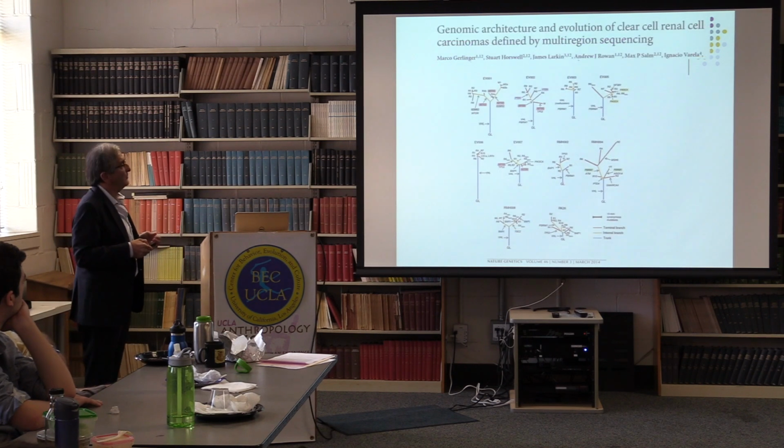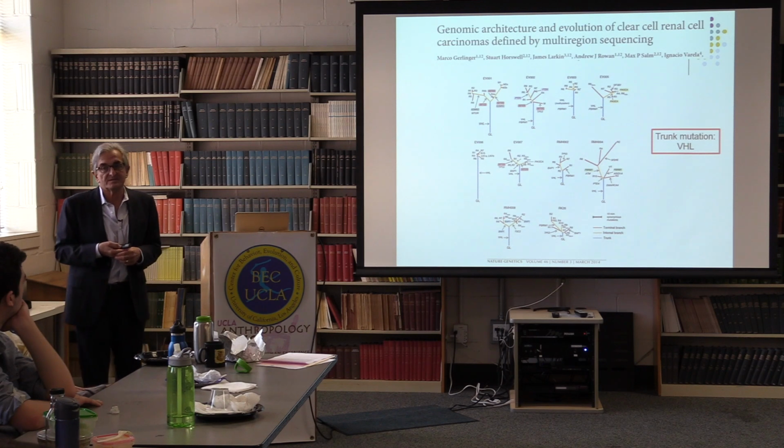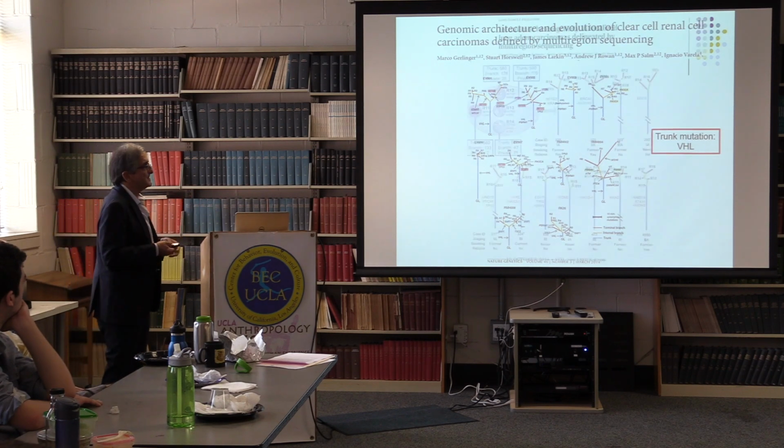So here's a few other forests. This is, again, kidney cancer. You can see how many of them have these long trunks with the same gene, VHL. Unfortunately, it's been almost impossible to target that, and that's why there hasn't been a curative therapy yet.